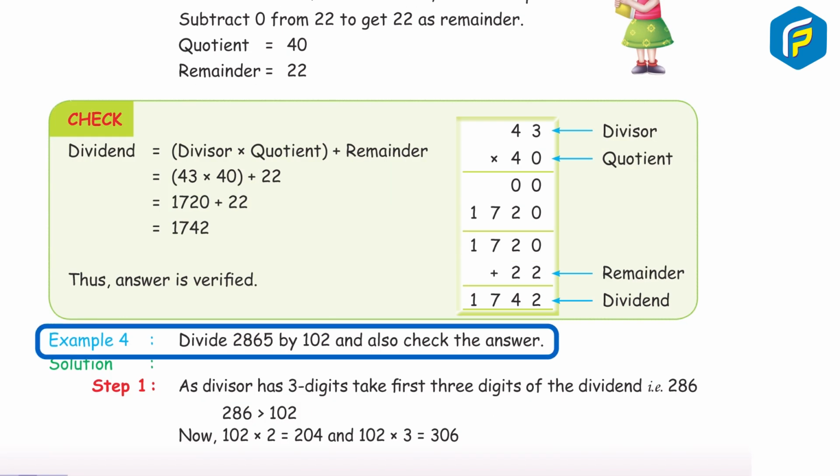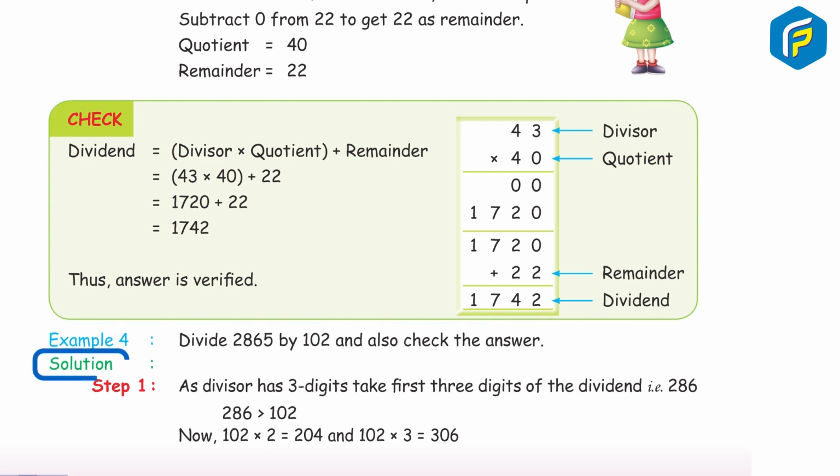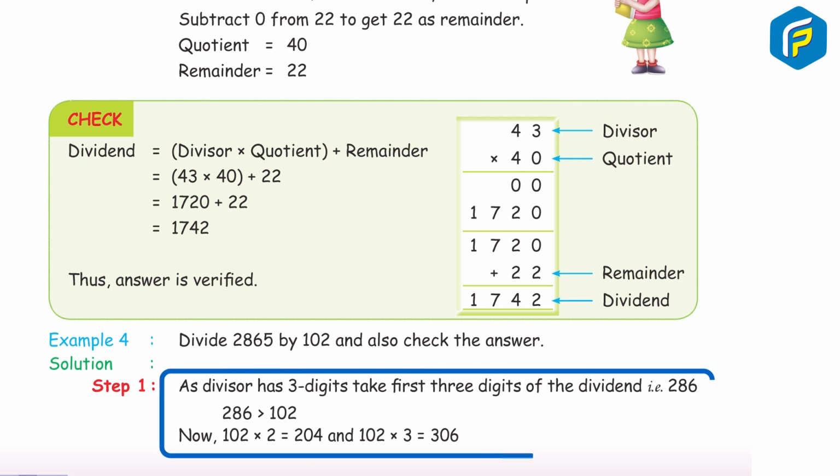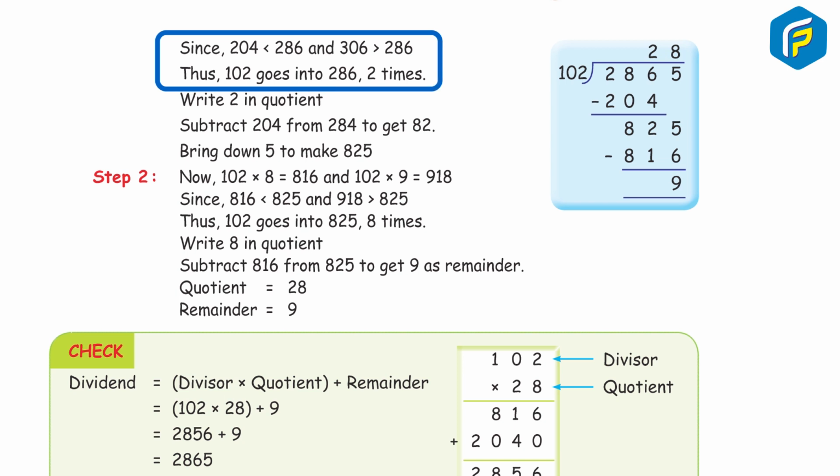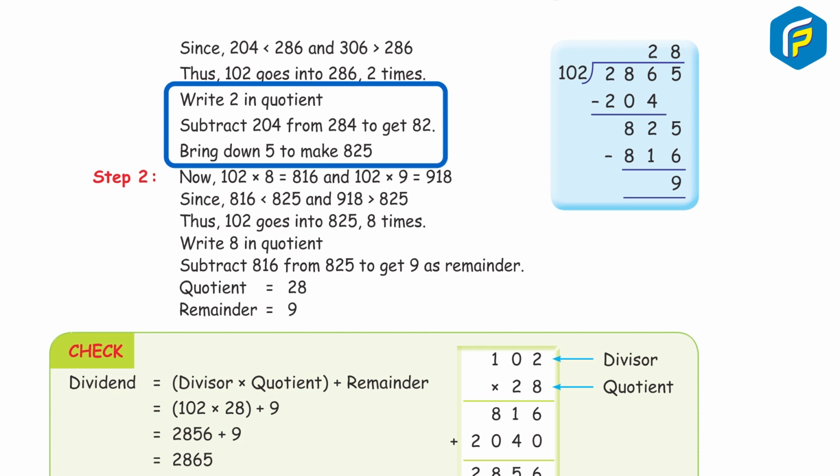Example 4. Divide 2865 by 102 and also check the answer. Solution. Step 1. As the divisor has 3 digits, take the first 3 digits of the dividend, 286. 286 is greater than 102. Now 102 into 2 is equal to 204 and 102 into 3 is equal to 306. Since 204 is less than 286 and 306 is greater than 286, thus 102 goes into 286 2 times. Write 2 in quotient. Subtract 204 from 286 to get 82.